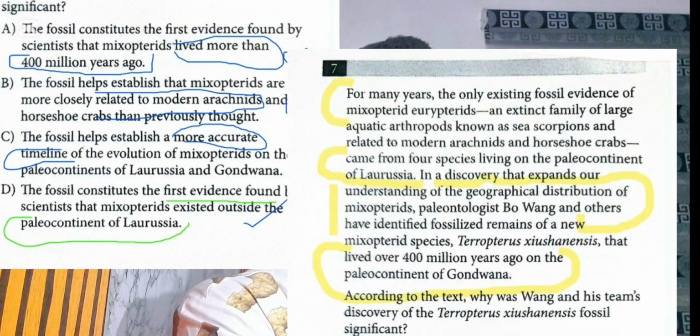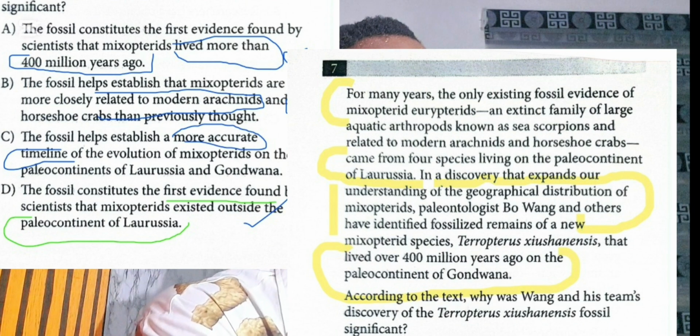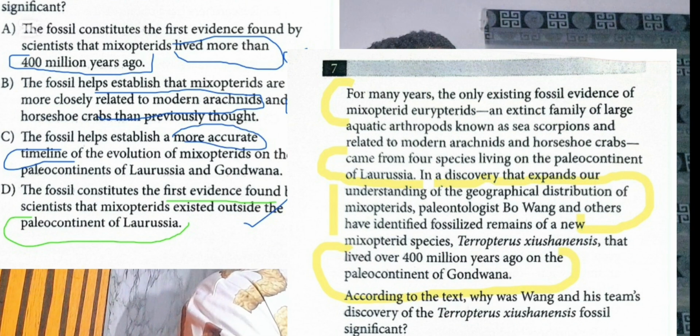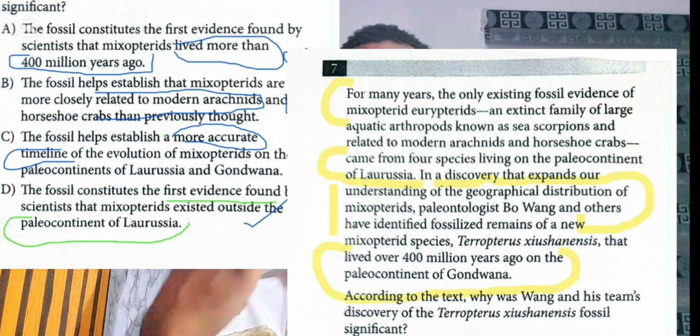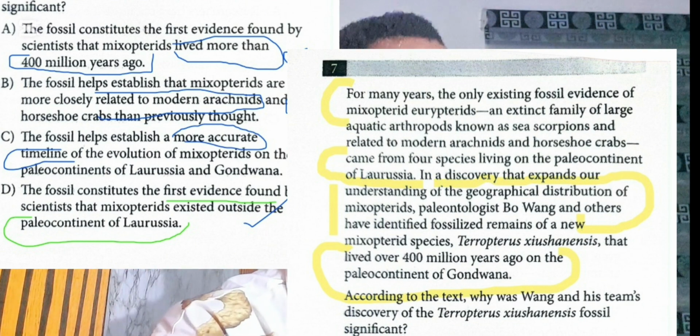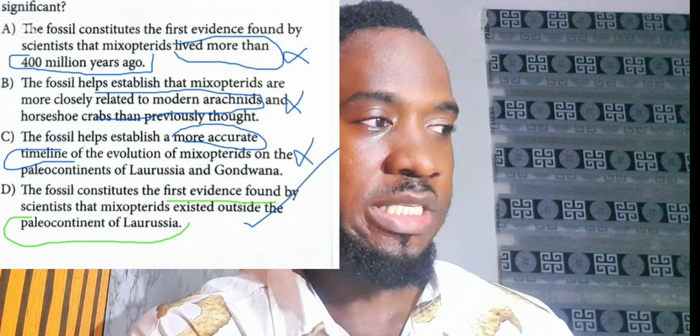Existence outside points to paleocontinent of Gondwana, right? First evidence, we can also find that. Let's see whether we can find that word. In a discovery that expands our understanding of geographical location, then we'll have Bowanga identified fossil remains of a new first evidence. So we see that word rephrased too in the text. So you see, that is just about that for the best answer. And you saw how the other options were wrong.